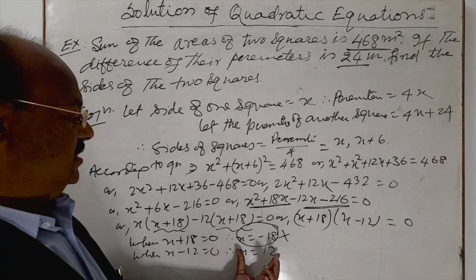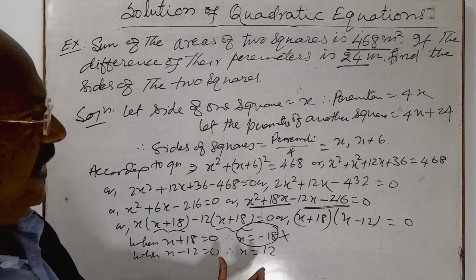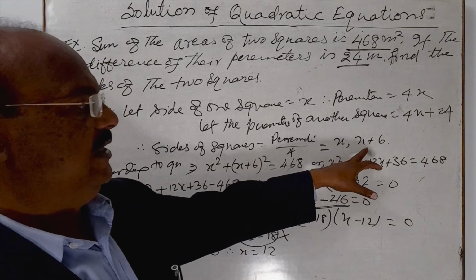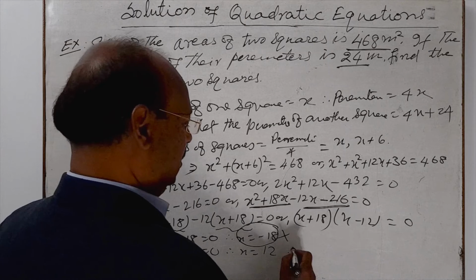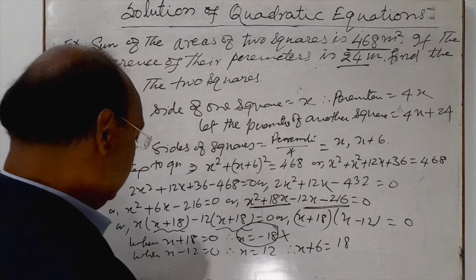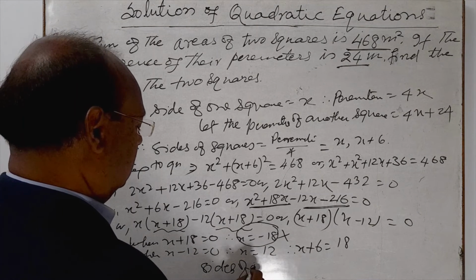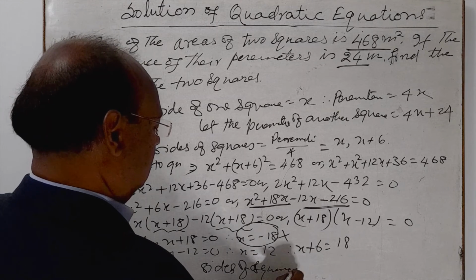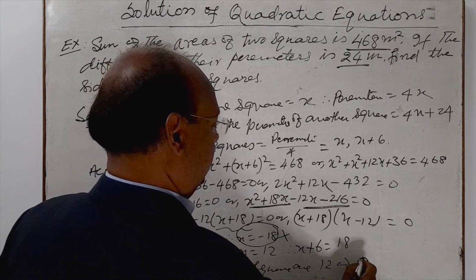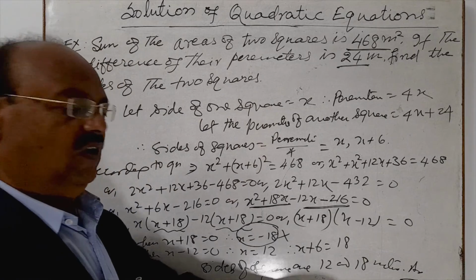So this is the side of one square. And we have to find the side of another square, correct? So side of another square is x plus 6. Therefore x plus 6 is equal to 18. So here we are getting the answer. Sides of squares are 12 and 18 meters. This is the answer, correct?